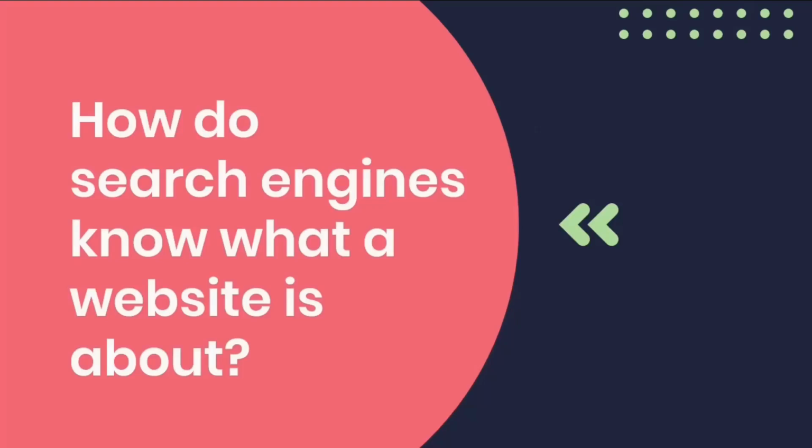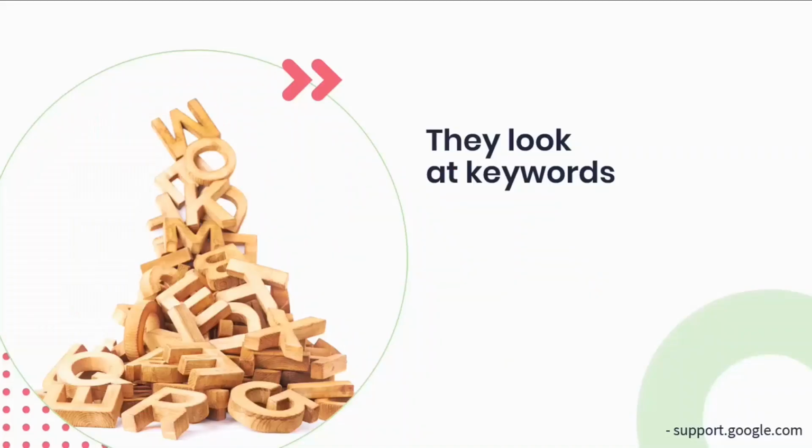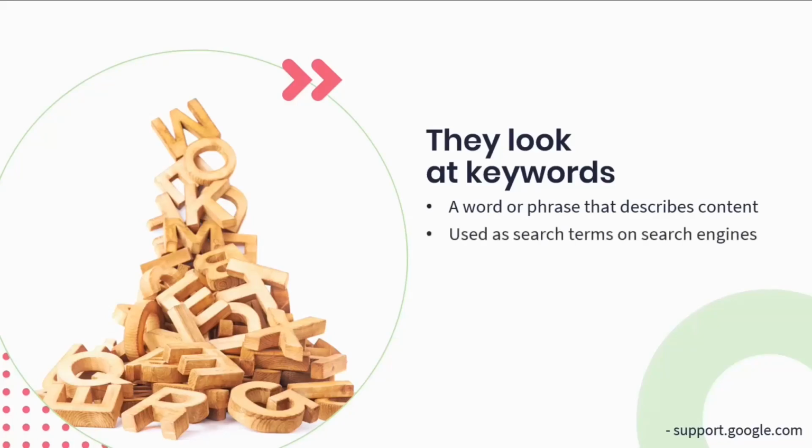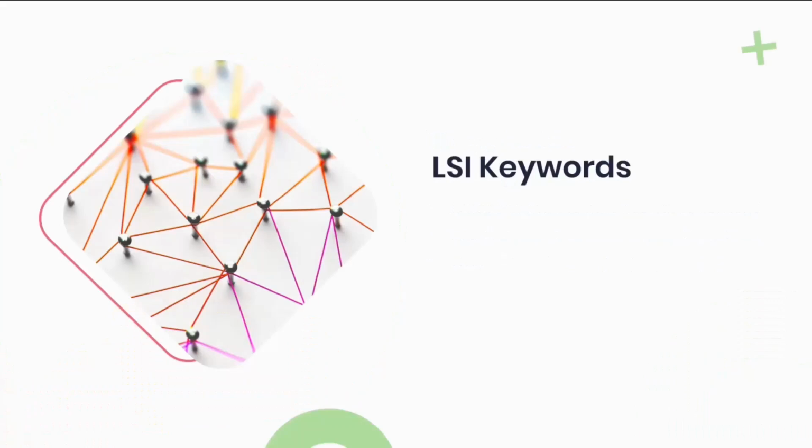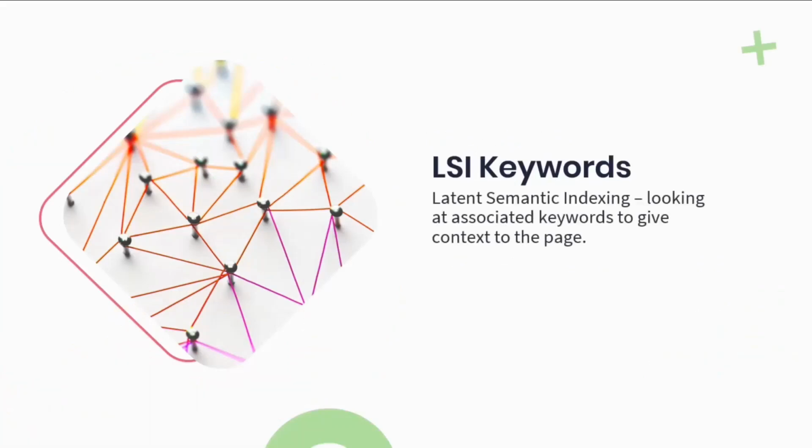So how do search engines know what a website is about? Well, I'm sure you know this. They look at keywords, and as a reminder, keywords is the term given to words or phrases that describe content. Now, these are used as search terms on search engines, and they also determine what the content is on a website. Typically, we would have our main keywords that we would focus on, but there would also be something called LSI keywords, and that stands for Latent Semantic Indexing, and essentially it's looking at the associated keywords around a topic that gives context to the page and to the main keywords that are being used.